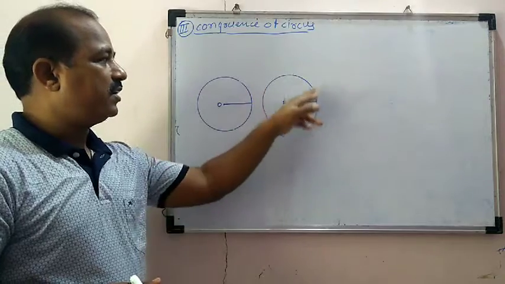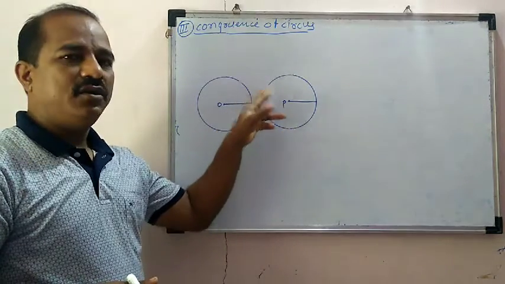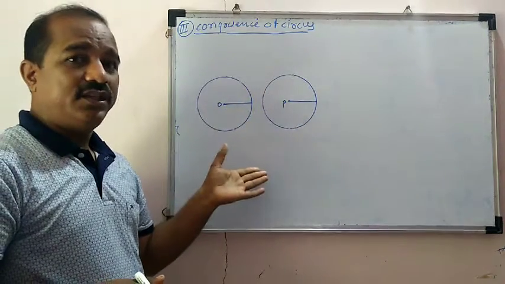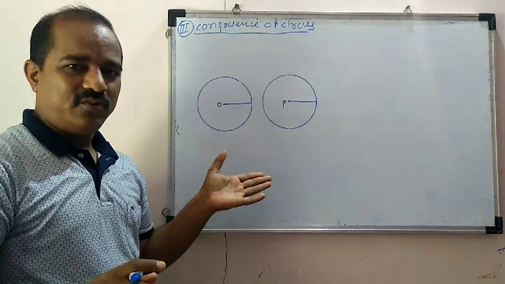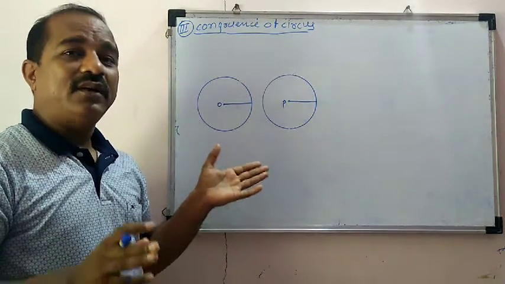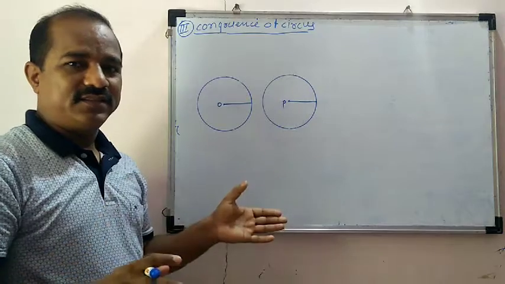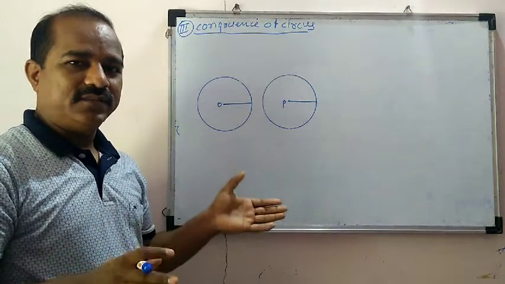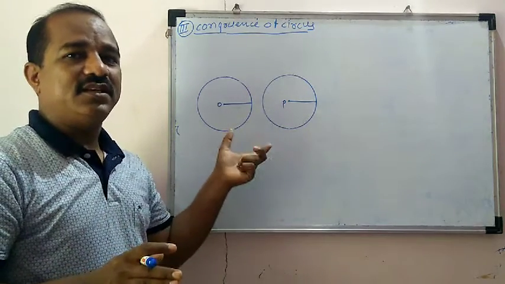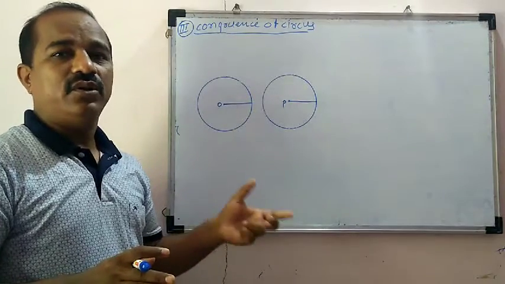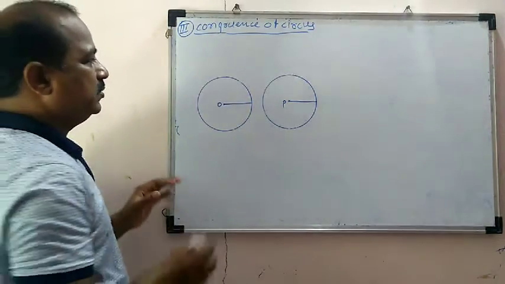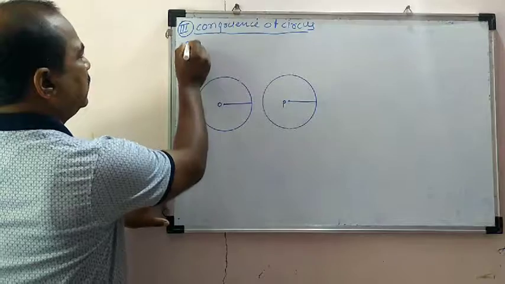Now if I want to check whether these two circles are congruent or not, what am I supposed to do? I will have to cut this circle on a paper and place them over each other. Is it possible every time? No. So a better way is to compare their radius. If the radius of two circles are equal, then we say that the two circles are congruent to each other. So that is the congruence of circle.